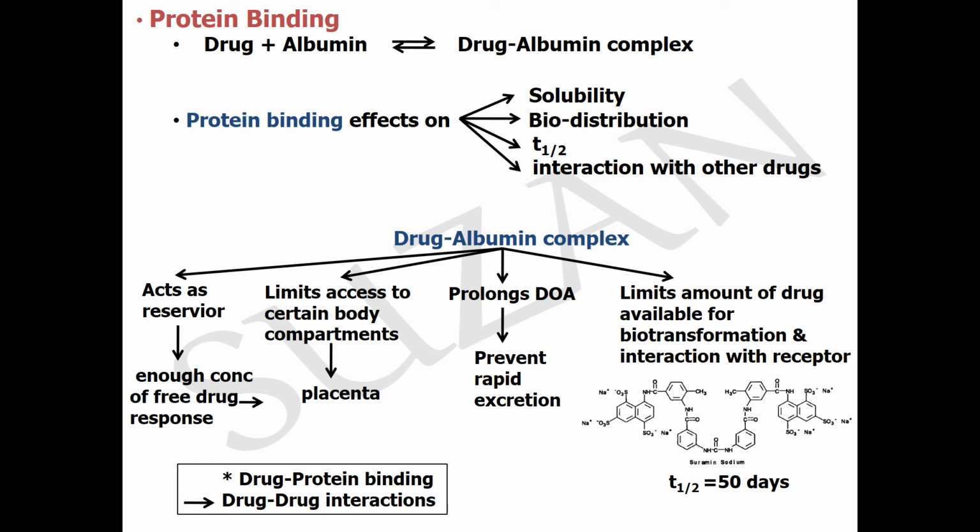Also, the drug-albumin complex can prolong the duration of action of drugs, because the drug-protein complex is too large to pass through the renal glomerular membranes, and therefore will prevent rapid excretion. The drug-albumin complex can also limit the amount of drug available for biodistribution and interaction with the receptor, and the example is suramin, a trypanocide.